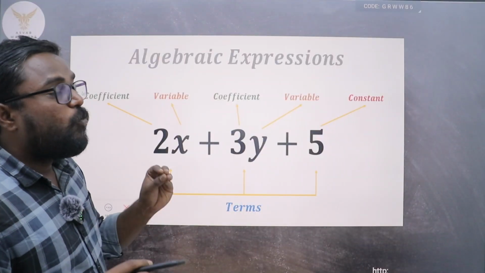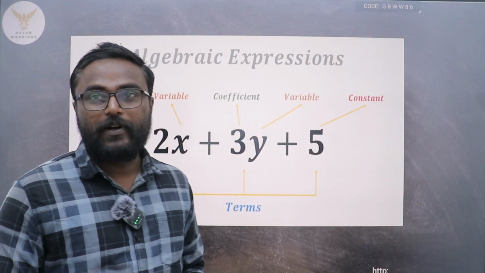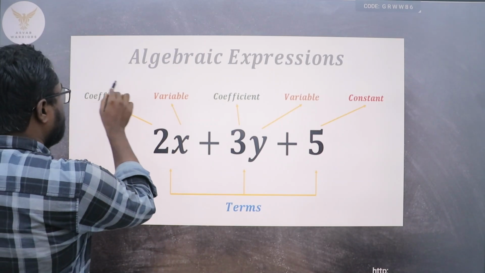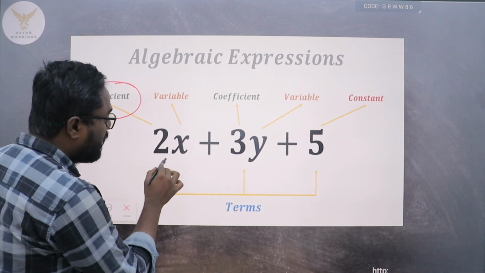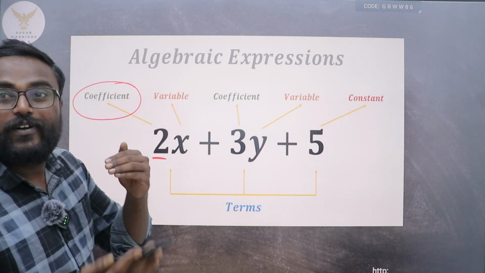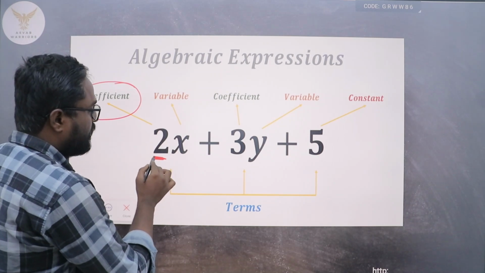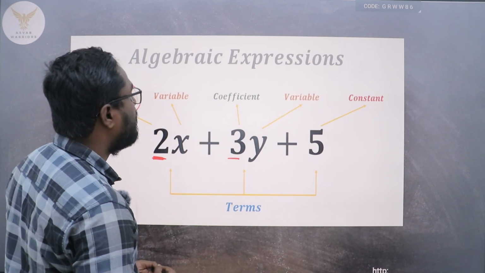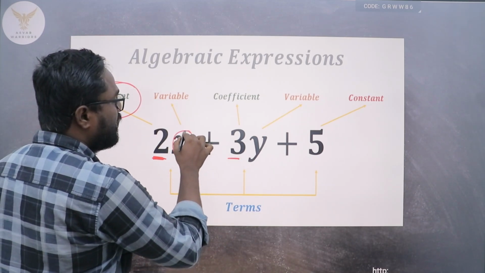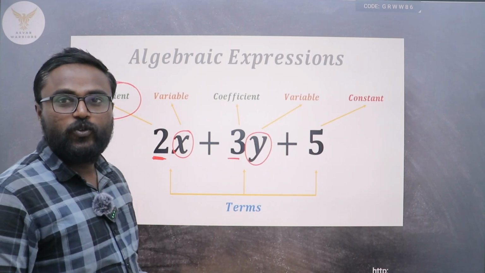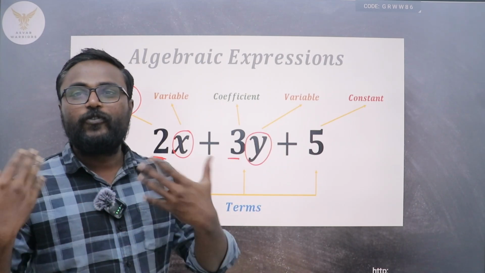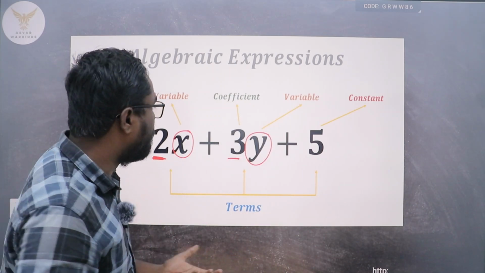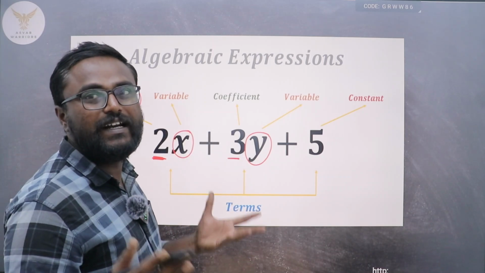Let's see what terms we are going to use in this particular expression chapter. The first thing is coefficient. Coefficient is the number that you write before the variable. In this example, 2 is a coefficient, 3 is a coefficient, and 5 is a constant because there is no variable there. Variables are the alphabets that you use in any expression, the value of which can vary. So this x and y, any alphabet, are variables.